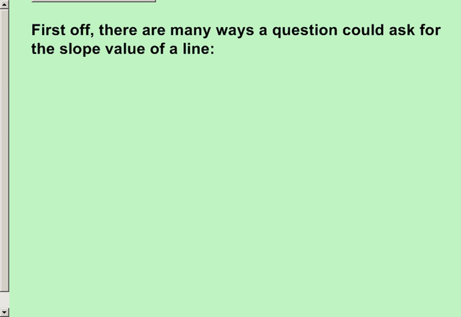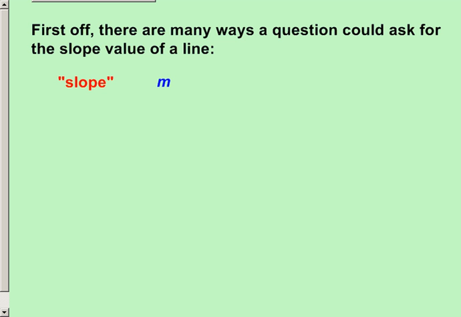Now let's talk about several synonyms that exist in or surrounding the term slope. There are many ways a question can ask us for the slope value of a line. All of these have the same meaning. Obviously, a question could ask us for slope, but that's a little obvious, so it's pretty unlikely that a question is ever going to come out and ask us to find the slope of a line. That's more of a high school or junior high school vocabulary term.